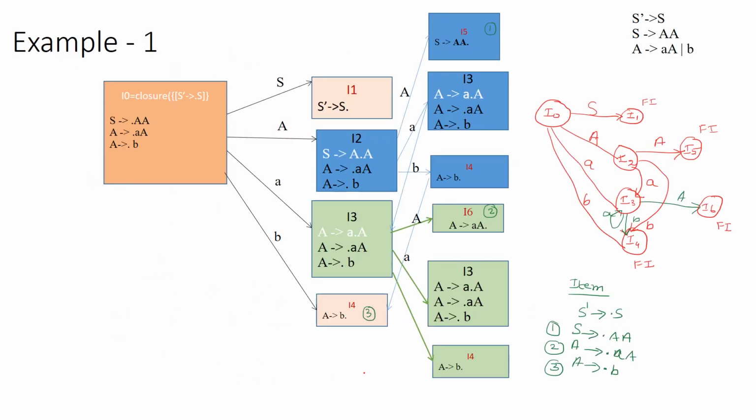Now we'll see an example of how this parsing table of the LR parser is generated. Take this grammar, consider this grammar.